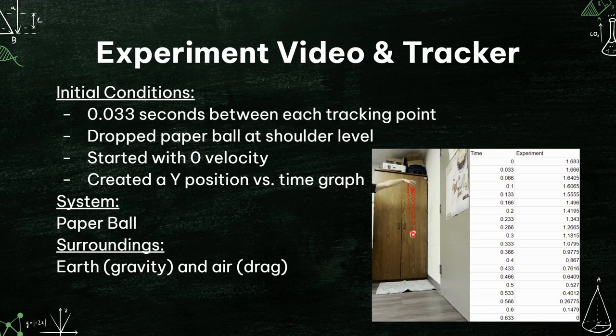Experiment video and tracker. Initial conditions. There are 0.033 seconds between each tracking point. I dropped the paper ball at shoulder level. I started with zero velocity. I created a Y position versus time graph. The system was the paper ball. The surroundings are the earth from gravity and air from drag.